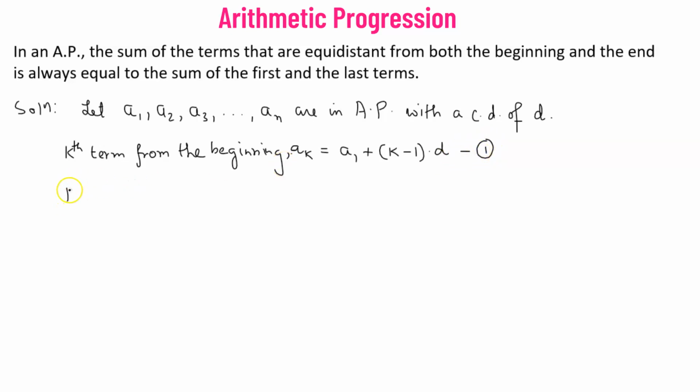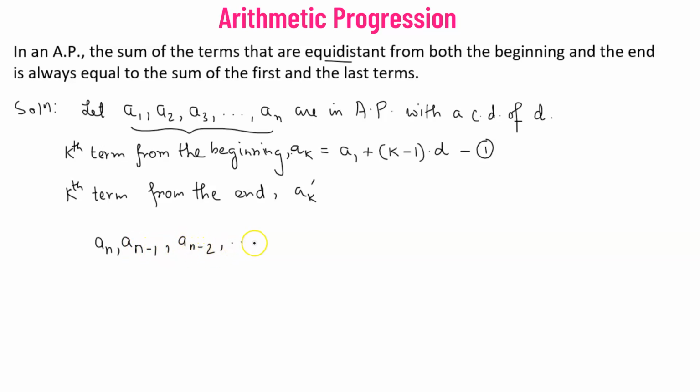Then, since we're saying the terms that are equidistant from both the beginning and the end, we're going to consider the kth term from the end of the arithmetic progression. So let's call it a k prime. Now we have to be a little bit careful here. Since this is an AP, we can say that an is the first term, then the next term will be an minus 1, then we have an minus 2, and this goes all the way up to a3, a2, a1.